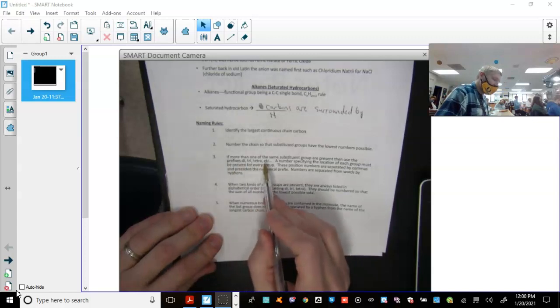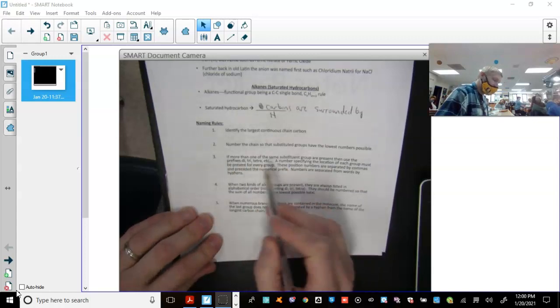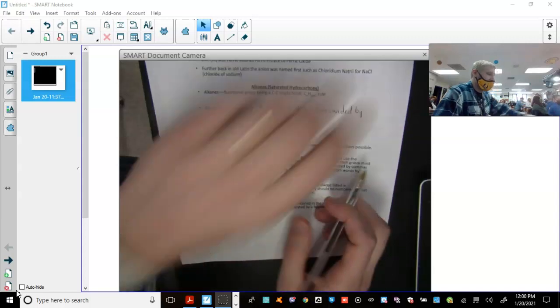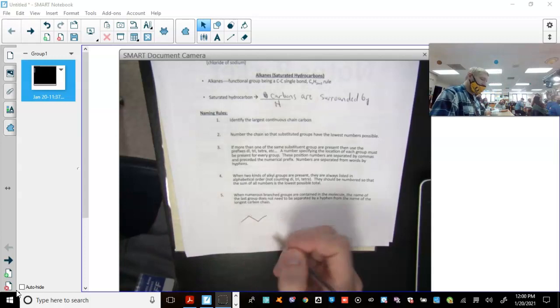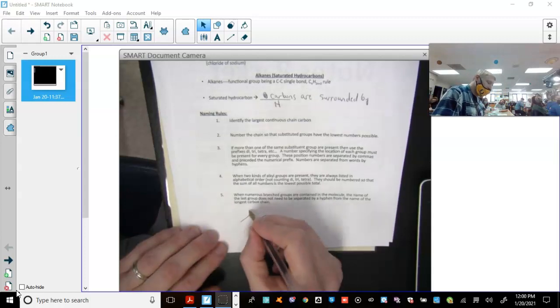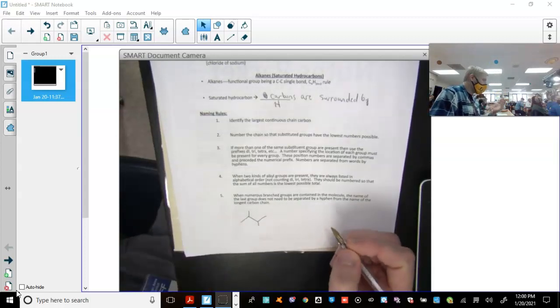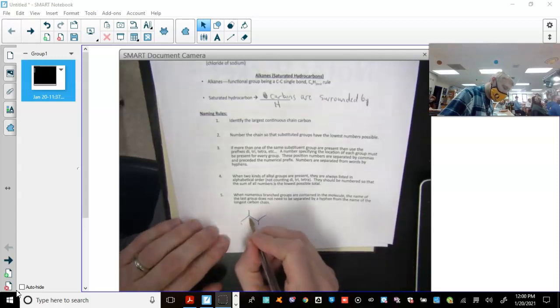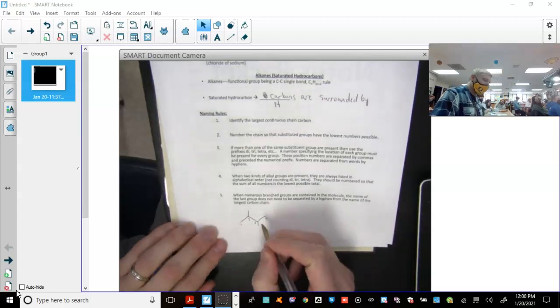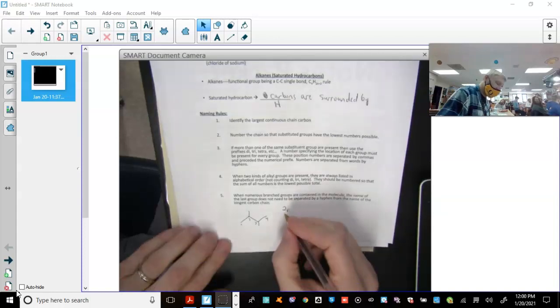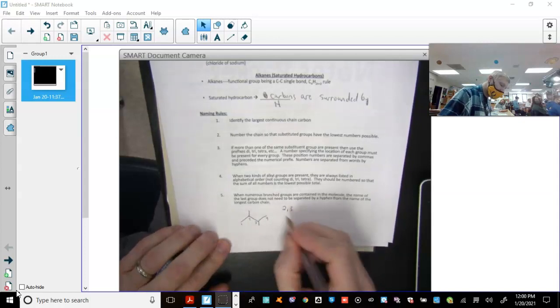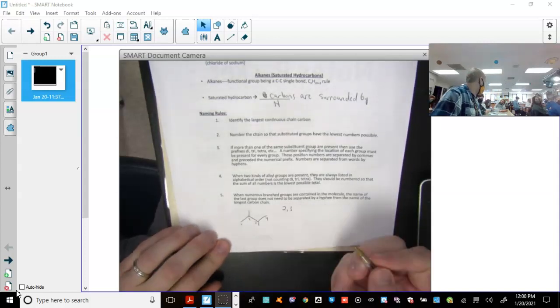So if more than one of the same substituent group are present, then use the prefixes di, tri, tetra. So let's just throw an example. We did 2-methyl butane, but let's say we have 2 methyl groups. So I got 1, 2, 3, 4. So this is going to be 2 comma 3. You always separate numbers with a comma, but if you have numbers in a word, you separate them with a dash. So 2 comma 3, because I got a methyl group on both of them.